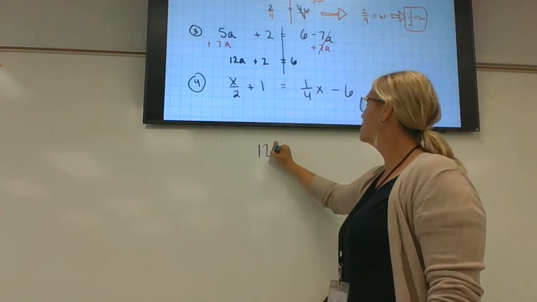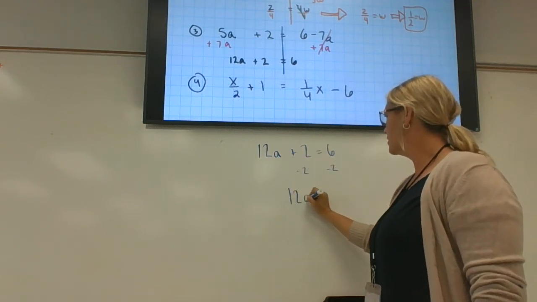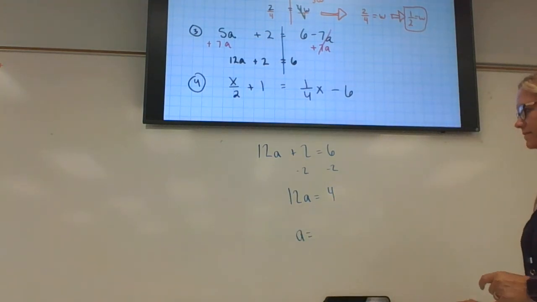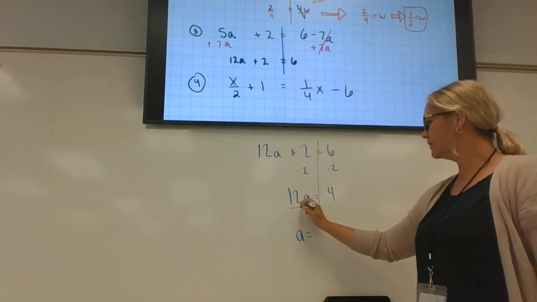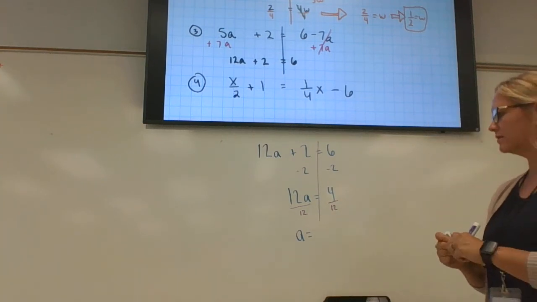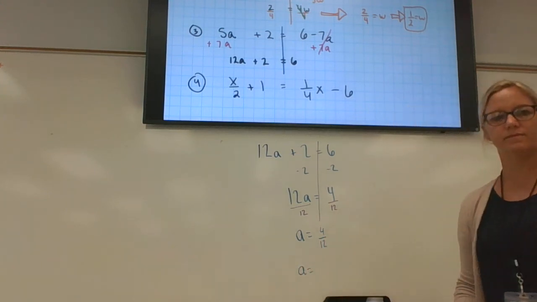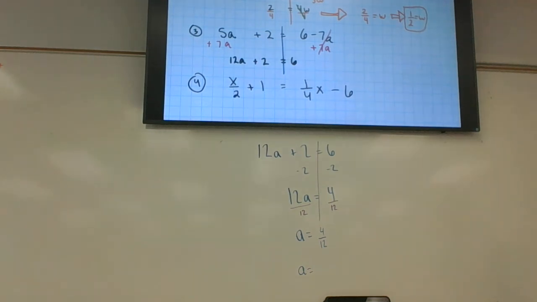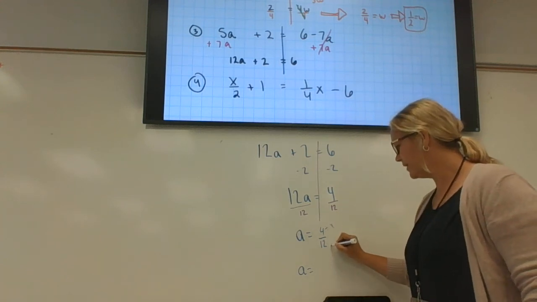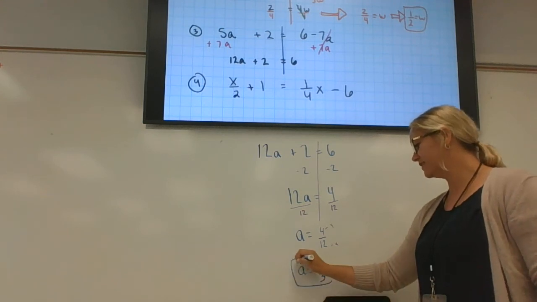And then we gotta subtract 2 from 6 and get 4 and 12A. Now we gotta divide 12 by each because 12 is multiplying by A, and then we got -3. No, okay. None of those things. 4. No one has said it yet. 1/3. I'll divide the top and bottom by 4 to reduce it, and it is 1/3.